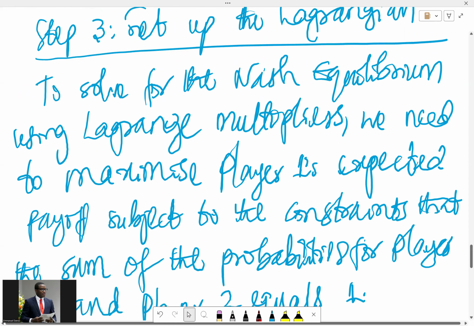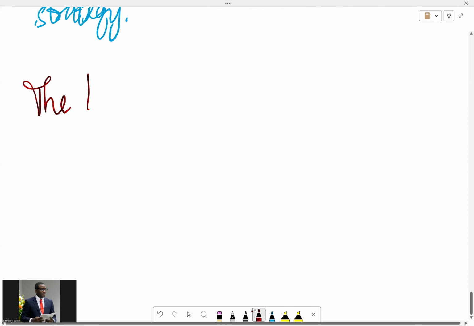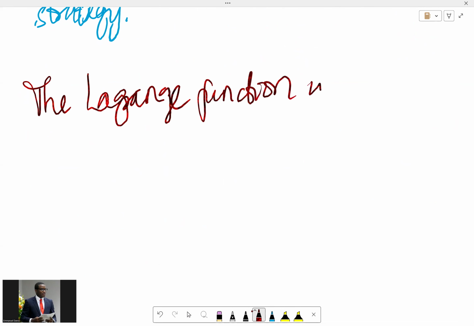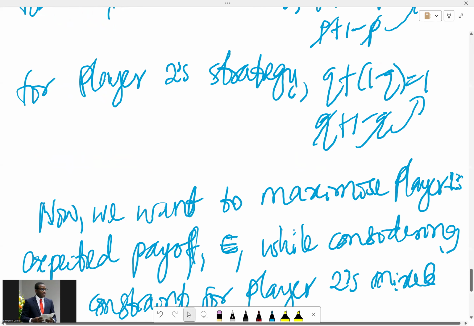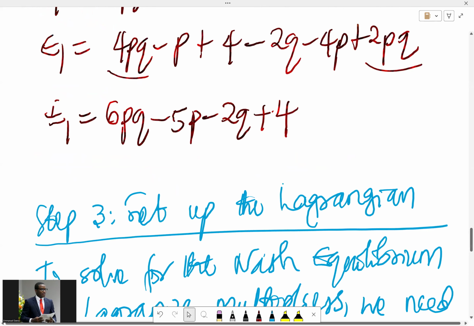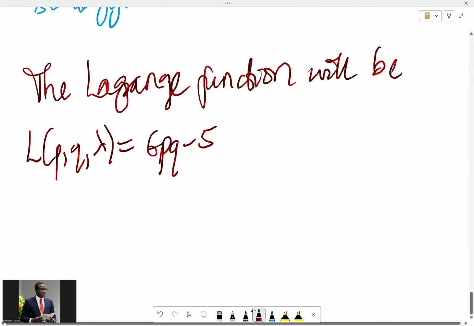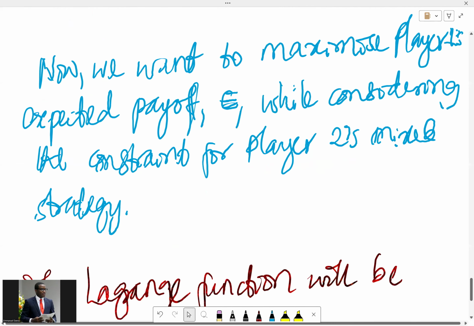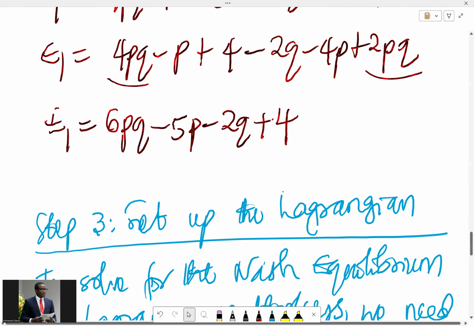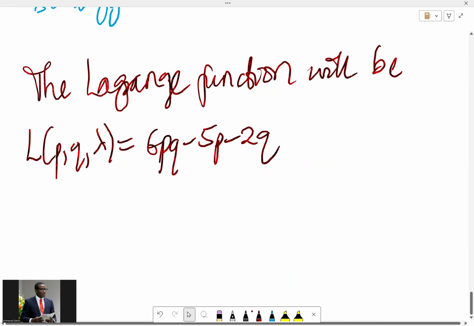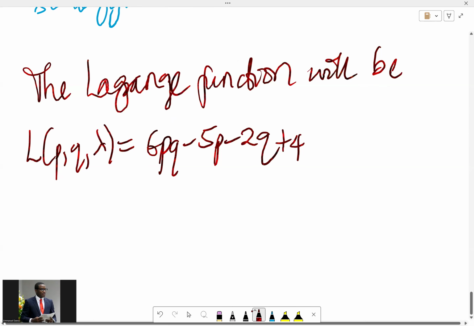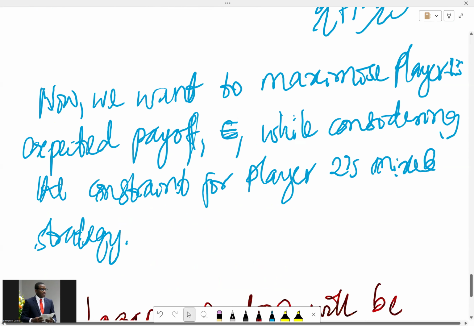So then we introduce the Lagrange function. The Lagrange function will be L of P, Q, and then lambda is the Lagrange multiplier, and the expression we have up there is 6PQ minus 5P minus 2Q plus 4.